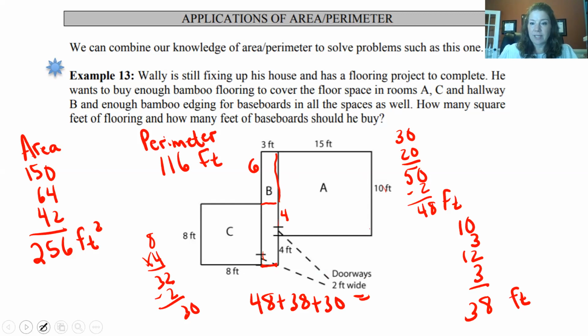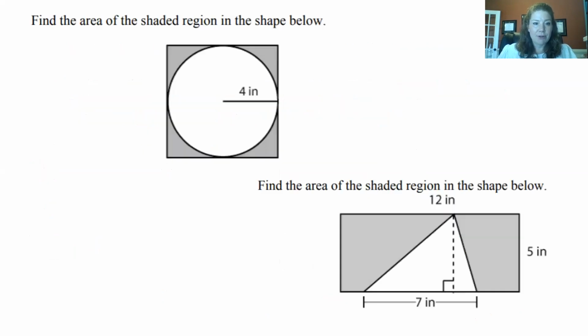A lot of work. Hopefully I did not confuse you guys. I kind of confused myself. But y'all check me, make sure I'm right.